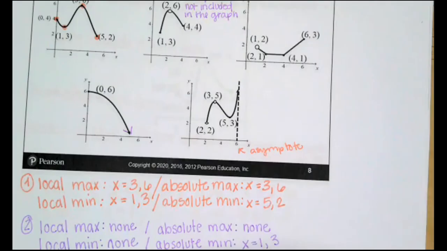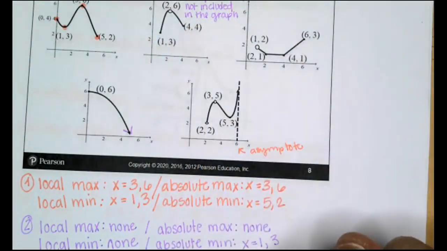For the local minimum, there is none because there are no valleys, right? There's only sharp endings. The absolute minimum is where X equals 1 and it's at a height of 3. Okay.